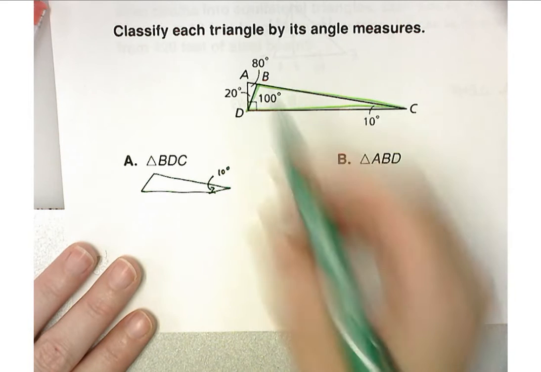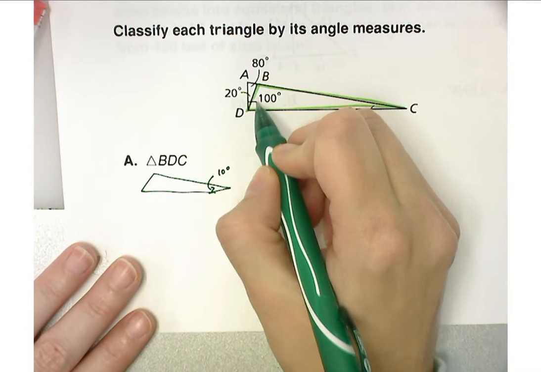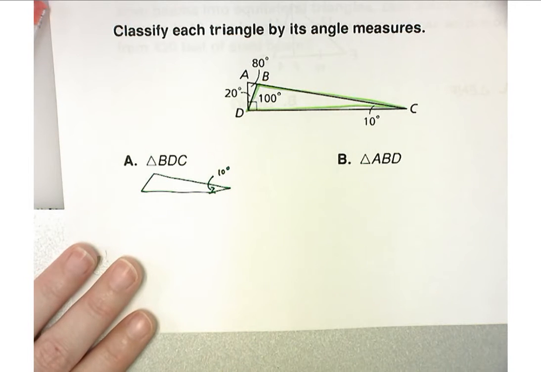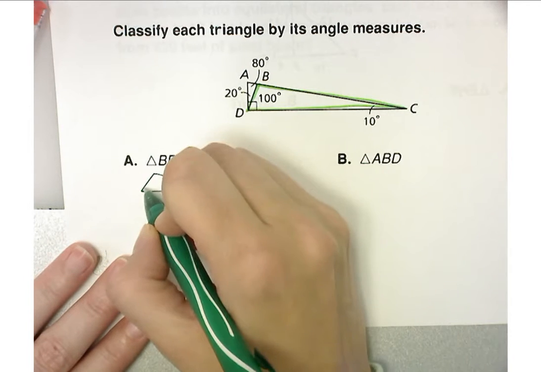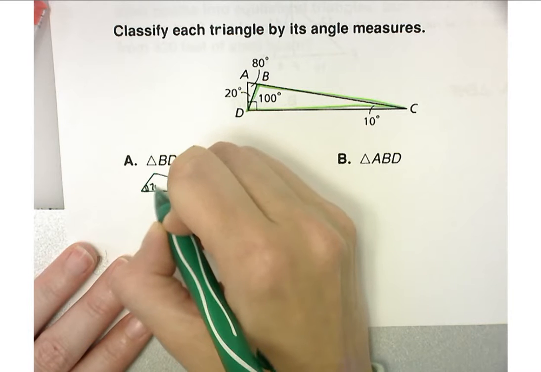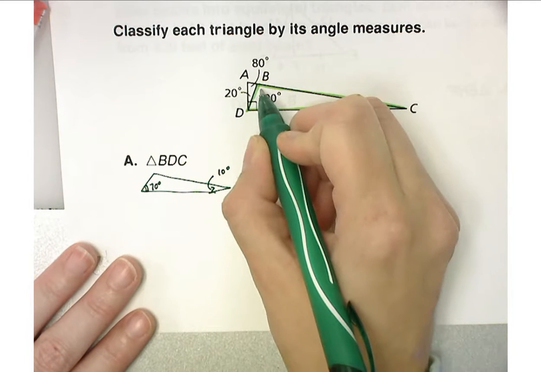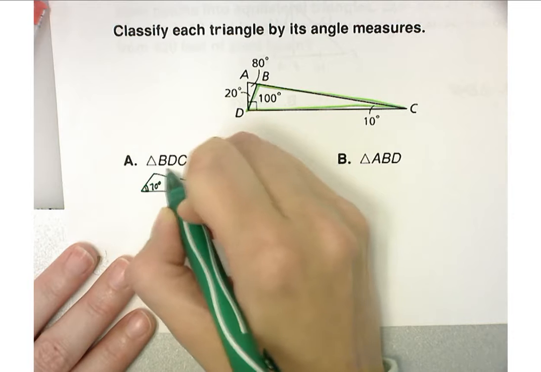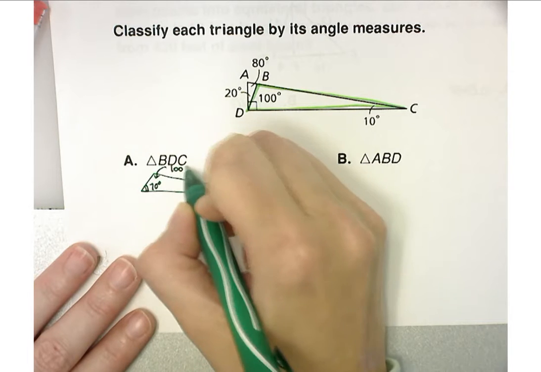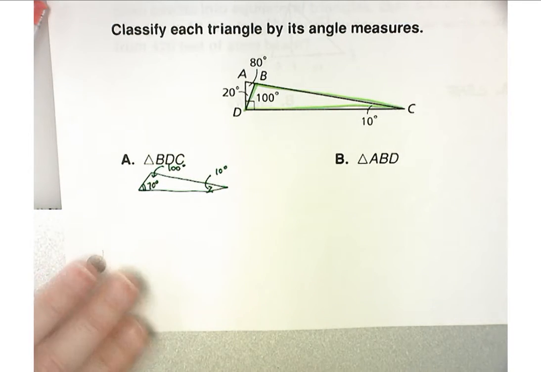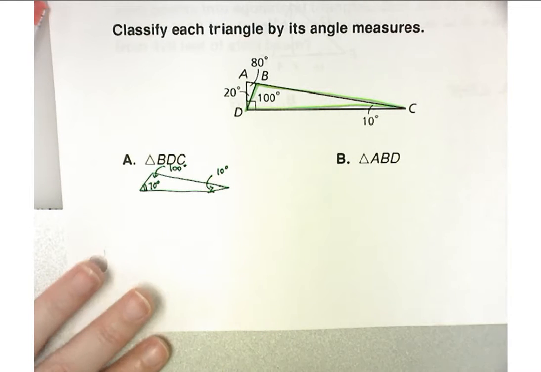So if this little piece here is 20, and you know it's a right angle, then this piece has to be what? 70. Yes. Okay, so this angle here is going to be 70 degrees, and then they tell you that this angle is 100 degrees. Okay, so then Ashna, what type of triangle do I have?